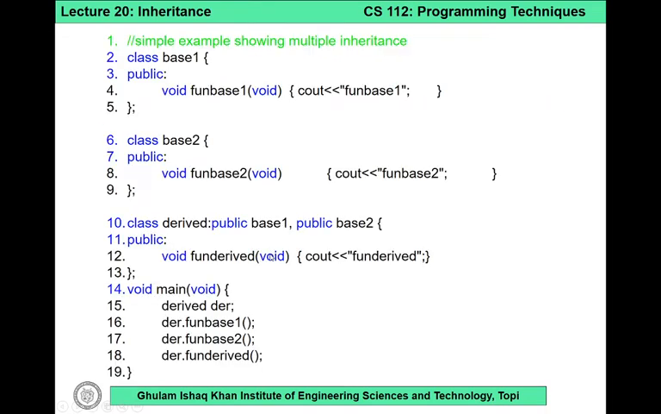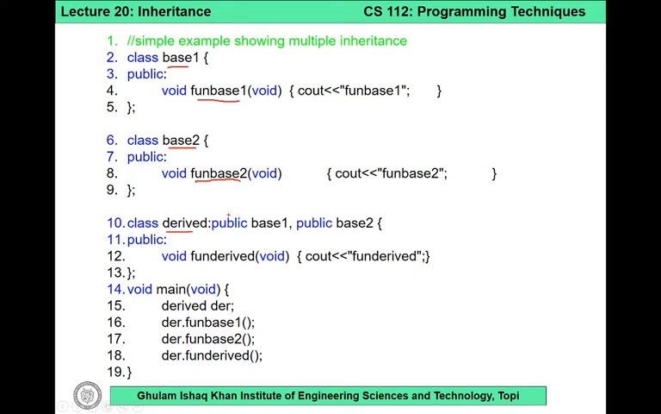So let me try to explain it to you via an example here. Here we have a class, base class 1. This base class has a public function fun base 1. We have another base class, base class 2, and it has another function fun base 2. Now here if you see, we are doing multiple inheritance. We have a class named derived, colon, public.